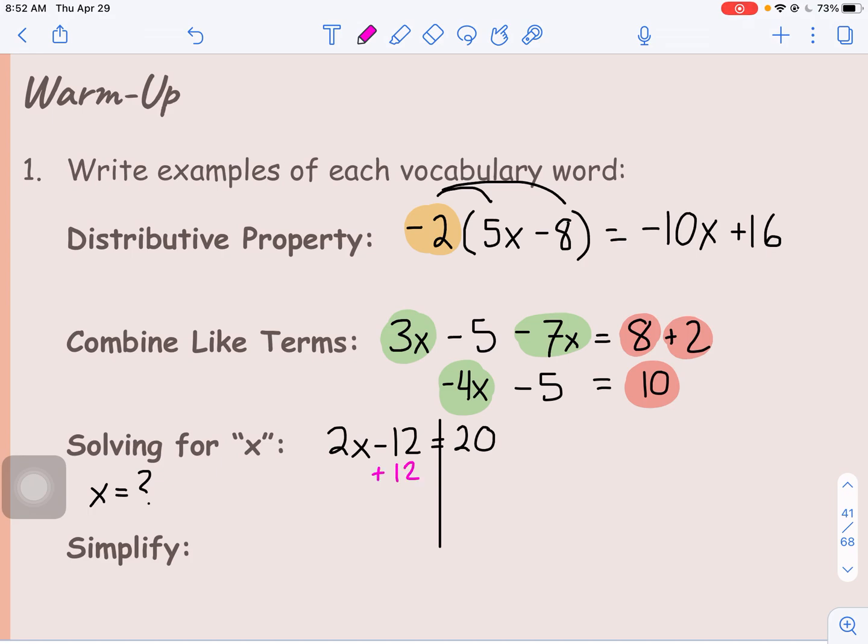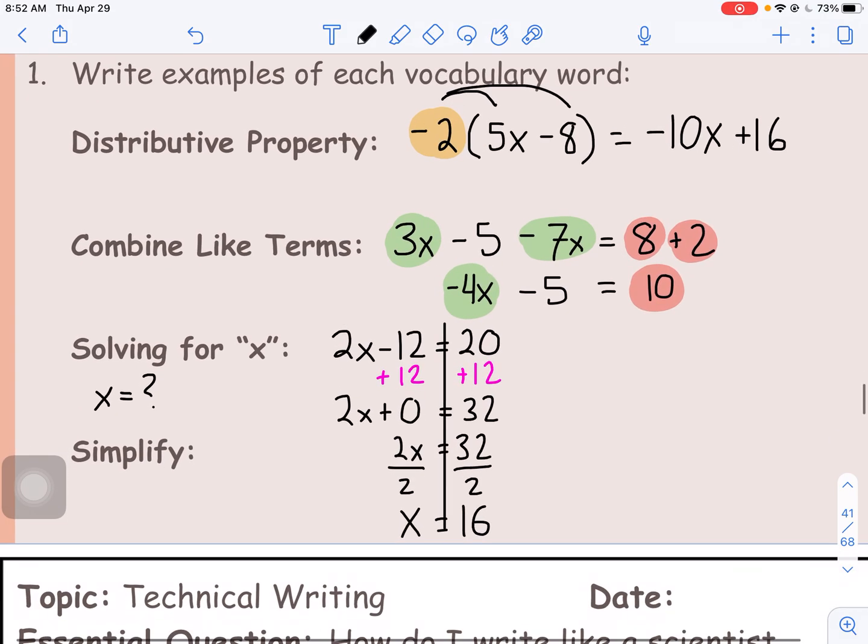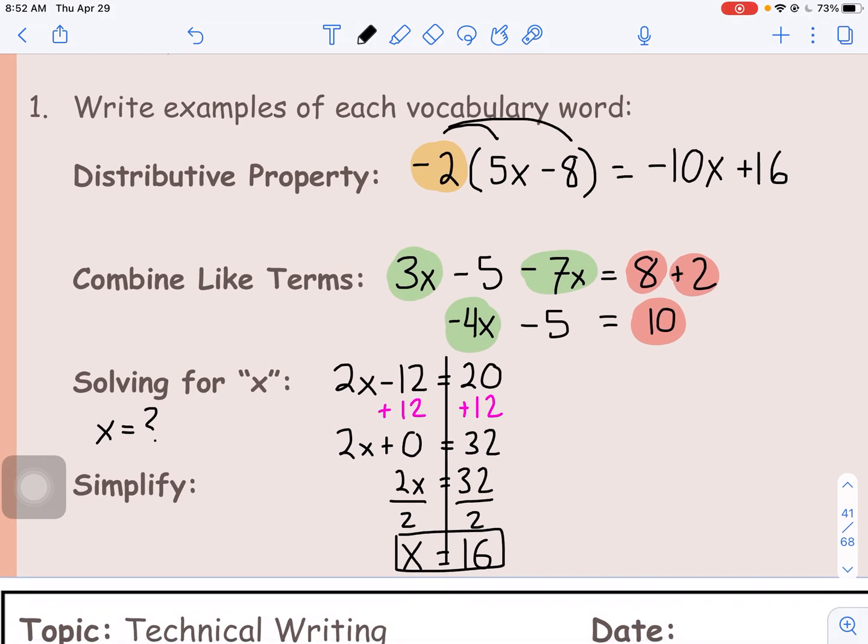So first, we're going to add 12 to both sides. We get 2x plus 0 equals 32. So 2x equals 32. We can divide by 2 on both sides to get x equals 16. So solving for x is when you figure out what x is.